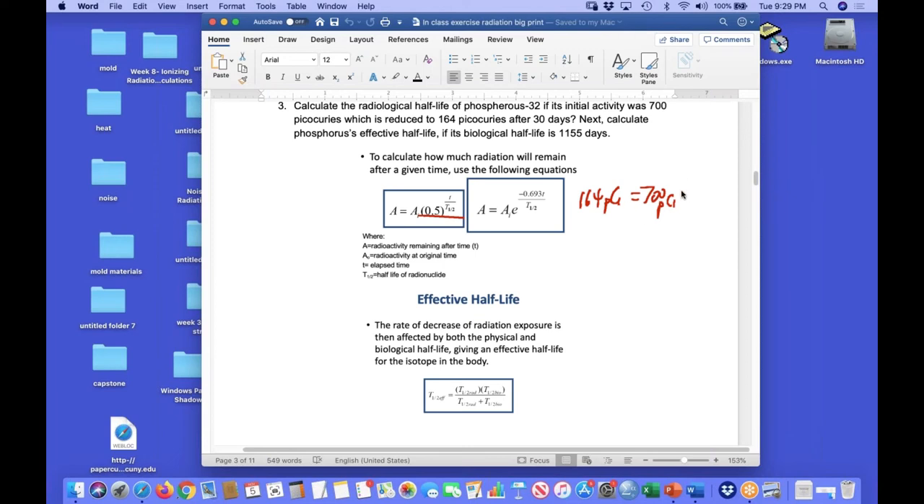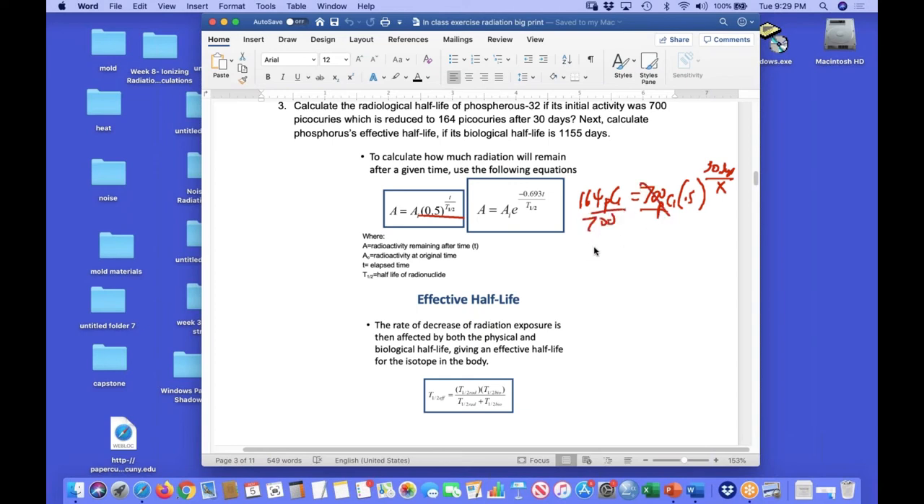Okay, picocuries times 0.5 to the 30 over T. The T is elapsed time, in what are we working with, days? 30 days over the half-life, which is what we want. So now we have to solve for the half-life. We're going to take 160, and we're going to divide by 700.